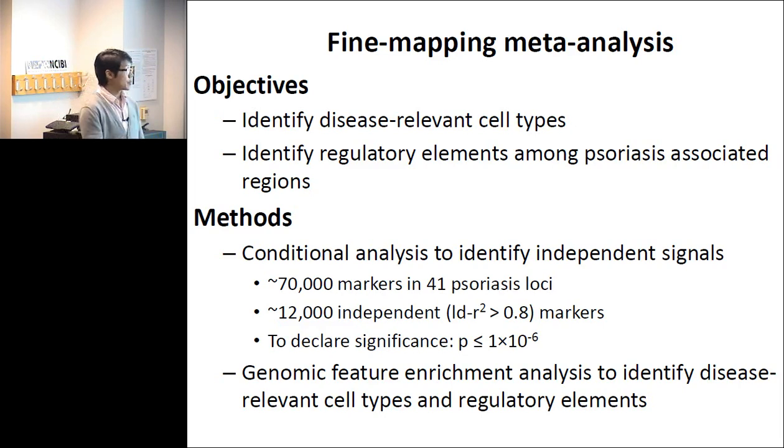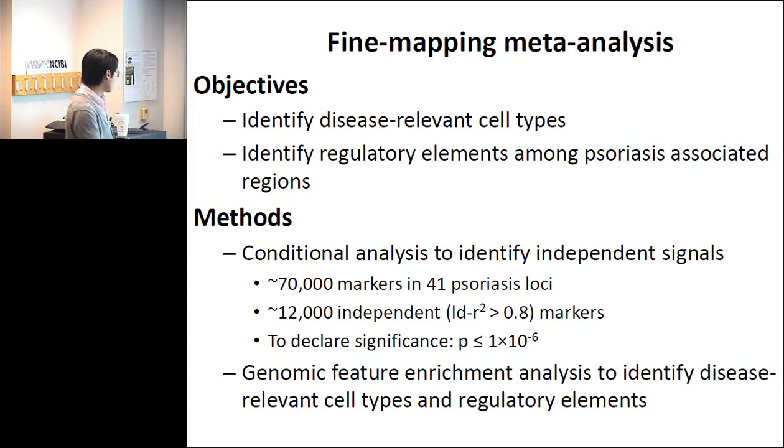So for each of the psoriasis loci, we first perform a stepwise conditional analysis to identify if there are any secondary independent signals. Among those 41 psoriasis loci, there are around 70,000 markers that we examine, including genotyped as well as well-imputed markers. Then we use linkage disequilibrium to estimate the number of independent markers, and we use the Bonferroni method for multiple testing correction. We declare the secondary signals to be significant if the p-value is less than 1 times 10 to the negative 6.